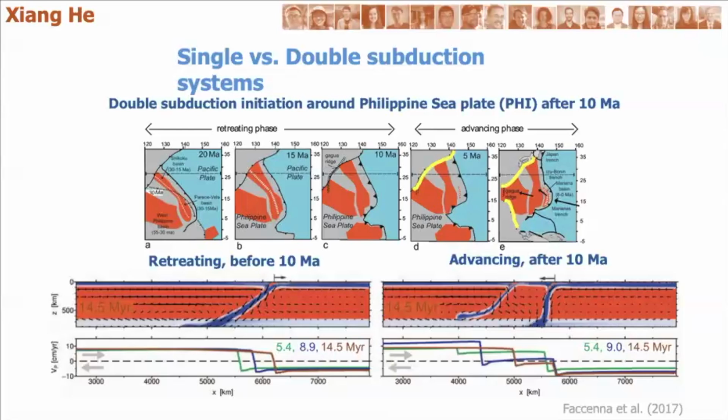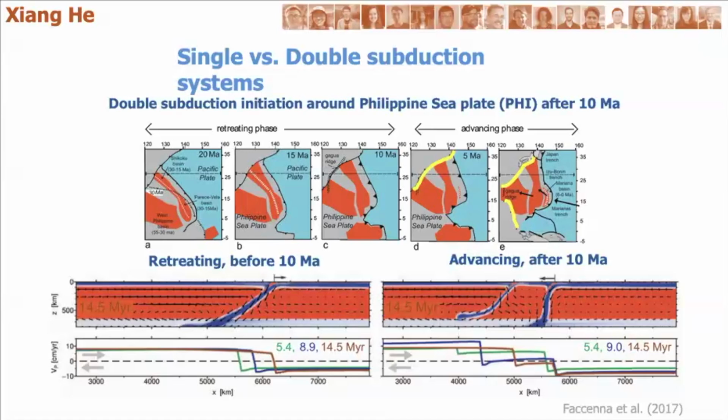And you can see before 10 million years, there's only one single subduction. This is the surface velocity of the plate. If it is negative, it means toward this direction; if it is positive, it's towards this direction. Since the subduction direction is towards the left, you can see the overriding plate velocity is positive. So now this is in a retreating phase, the trench motion.